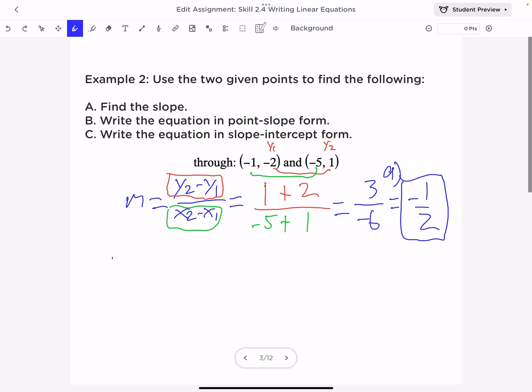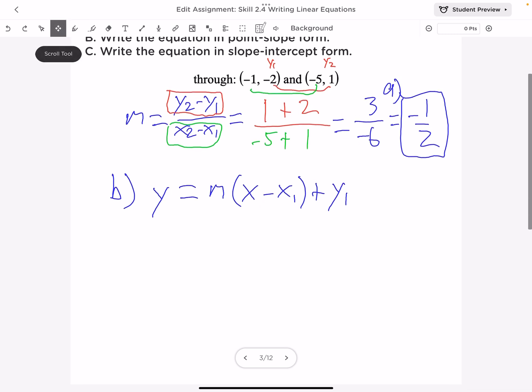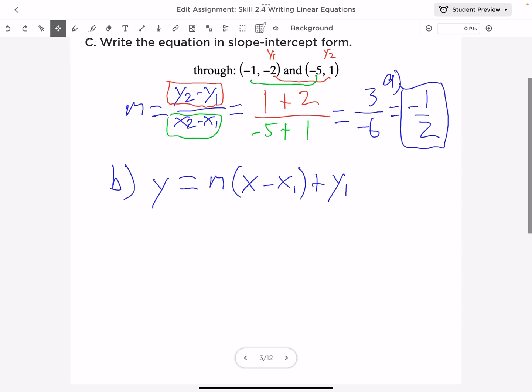All right. For part B, I want to start with y is equal to m times x minus x sub 1 plus y sub 1. So this is my formula for point-slope form. And now I'm just going to fill in the various parts. So my slope comes here, and it becomes negative 1/2 x.